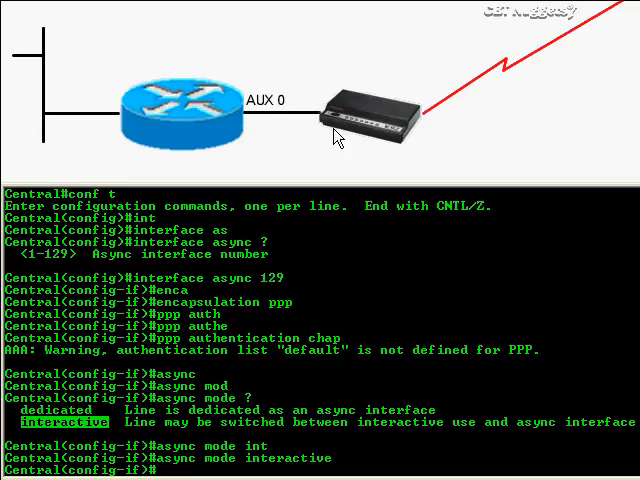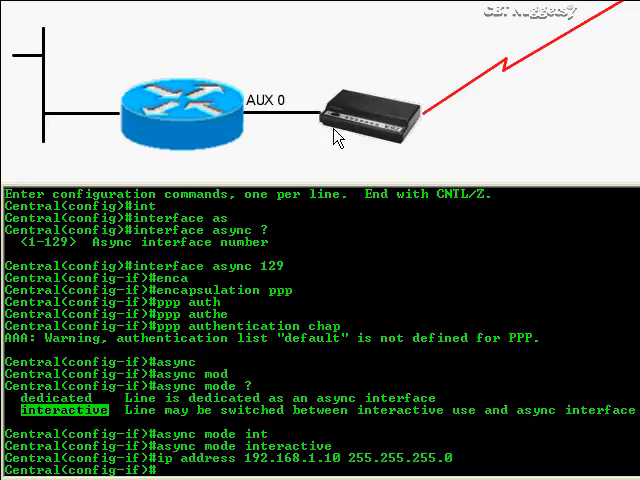Now we need to assign an IP address to that port. Let's go ahead and give the modem, because that's what we're really doing, the IP address of, we'll just say 192.168.1.10 with a Class C subnet mask. Okay, so we have that modem that has an IP address for people dialing into it.